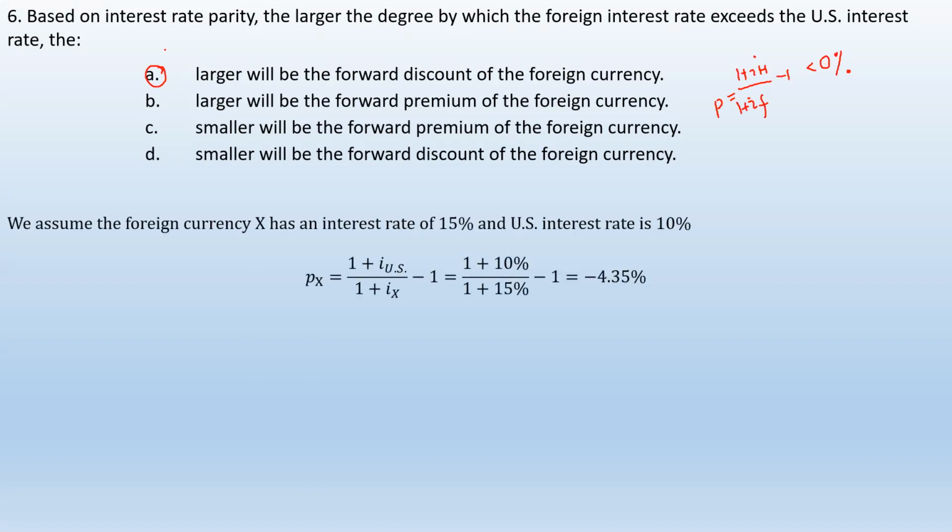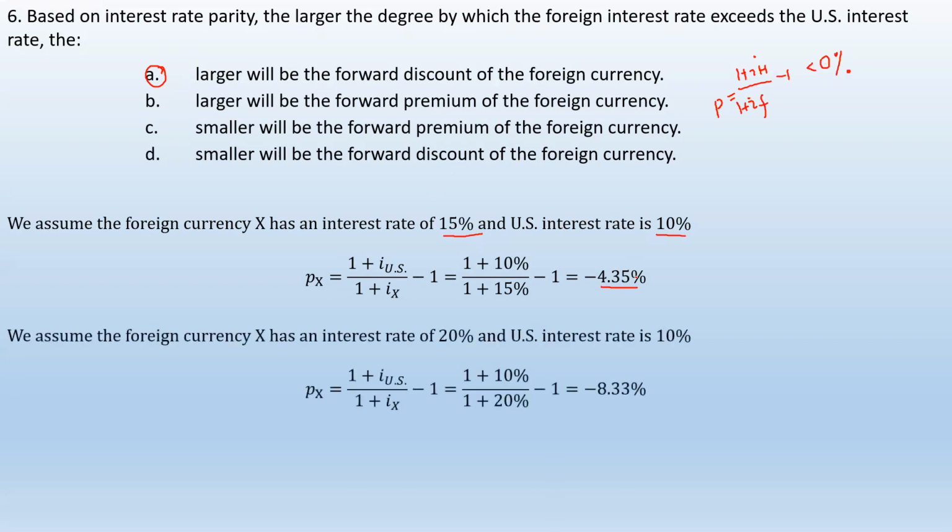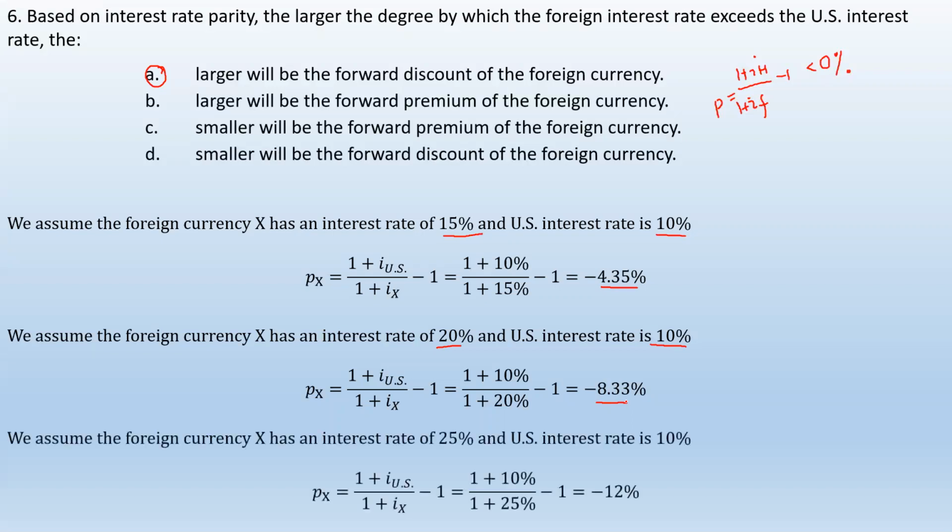I also give you some data to show that. If the foreign currency has an interest rate of 15% and the US interest rate is 10%, the discount is 4.35%. If the foreign currency has an interest rate of 20% and the US has an interest rate of 10%, the forward discount is 8%. If the foreign currency has an interest rate of 25% and the US has an interest rate of 10%, the forward discount is 12%.